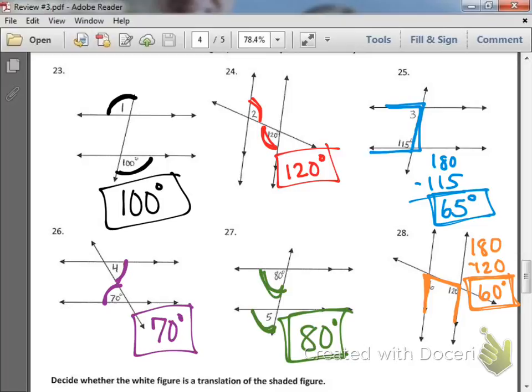So notice the two oddballs, 25 and 28. And look at how those are different than the other ones. If you have alternate interiors, alternate exteriors, or corresponding angles, you know that they're automatically just congruent. The only time you have to do more work is when they're same side interiors. So be careful on those.